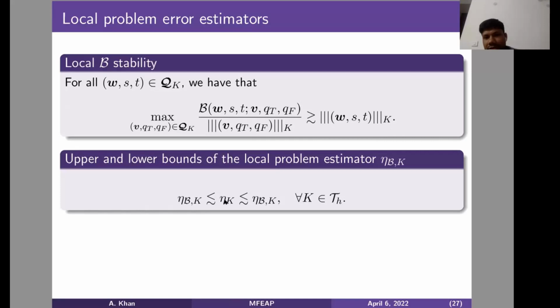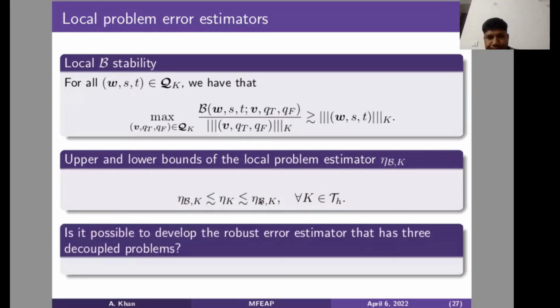So we prove this estimate, where we'll try to derive estimators like this, the lower bound with this residual estimator, and we also prove the upper bound. So it ensures that our local error estimator is reliable as well as efficient and also robust, because our residual estimator is reliable, efficient, and robust. And here the constant is also independent of all parameters and mesh for all K in our mesh.